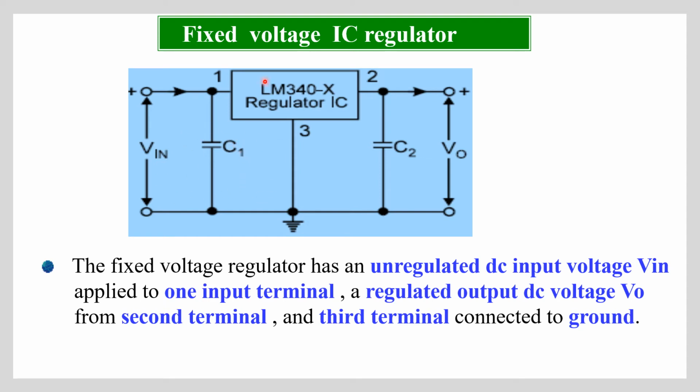So additionally we require two capacitors, C1 and C2, which are connected on pin 1 and pin 2, to improve the transient response of the regulated output voltage. The capacitor values are from 0.1 to 1 microfarad.